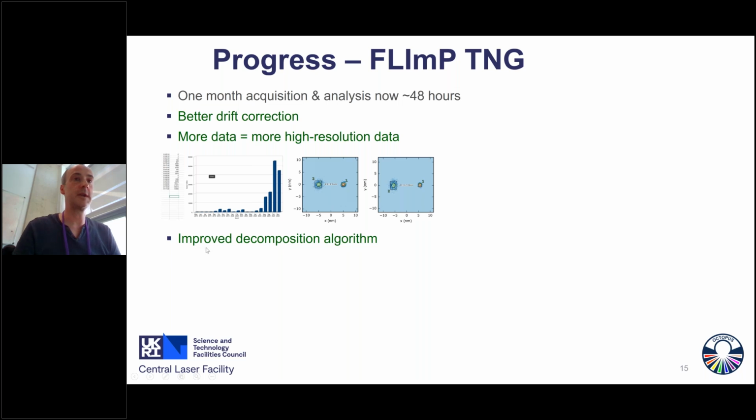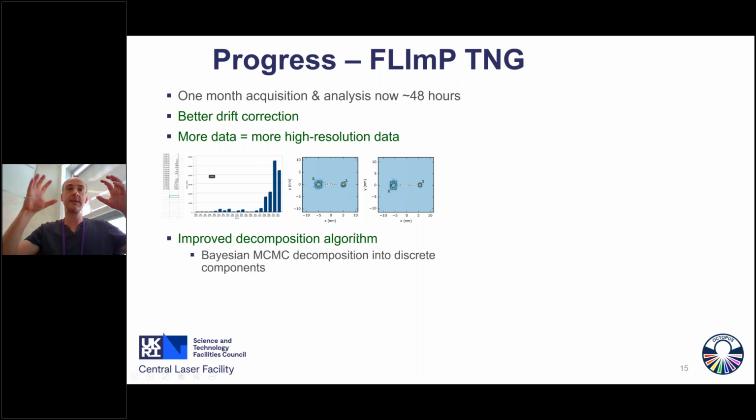We also improved our decomposition algorithm, which was something that the pandemic gave me and Ben a lot of time to think about, because we didn't have certain other things we would be doing while we were stuck at home. So we had a bit more time to actually improve on some of this. So the algorithm I talked about, which takes the many FLImP measurements and then interprets them in terms of a fixed number of discrete separations. So it essentially finds out what the separations are in the FLImP signature.